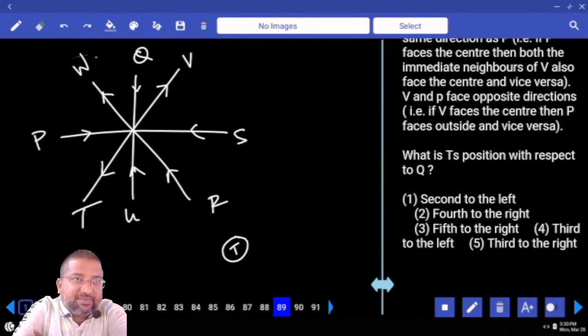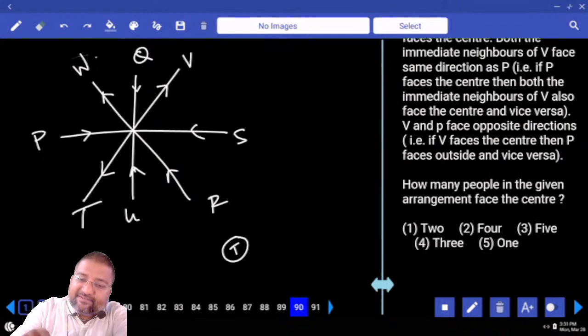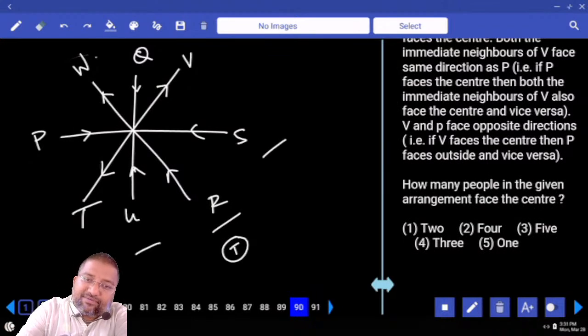What is T's position with respect to Q? T's position with respect to Q. Third to the right. So which option? Fifth option. How many people in the given arrangement face the center? 1, 2, 3, 4, 5.